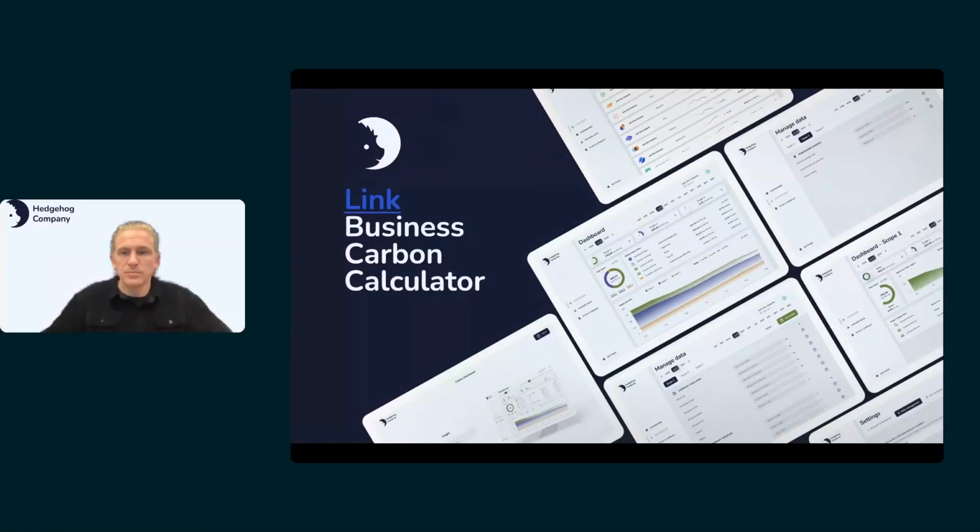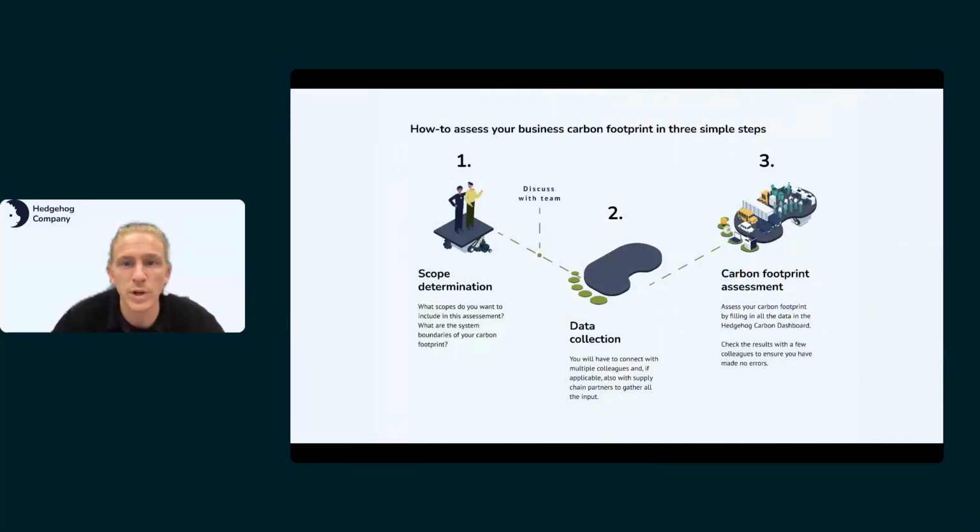So, just a quick recap. What have we done? We have determined our scope and therefore predetermined what emission sources we are going to include and where we are going to collect our data. We've discussed this with our team before we started our actual data collection. For data collection, we are using a spreadsheet or Excel or anything else that you want to pre-organize yourself on the data collection before you are actually going to the next step and doing your actual carbon footprint assessment in the Hedgehog Carbon Dashboard.